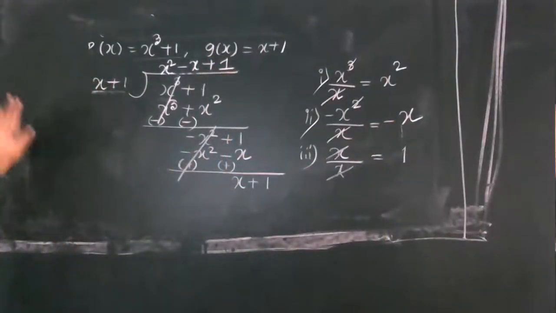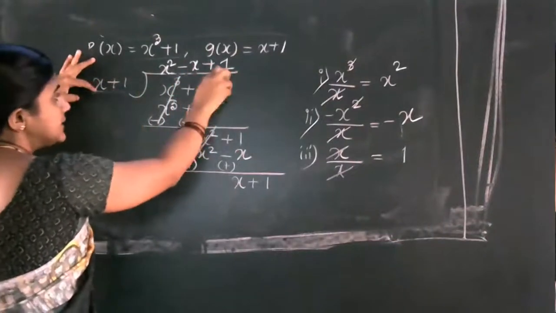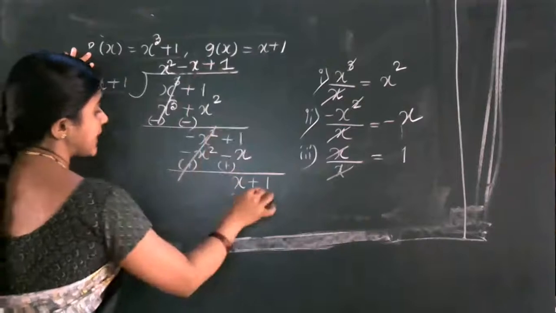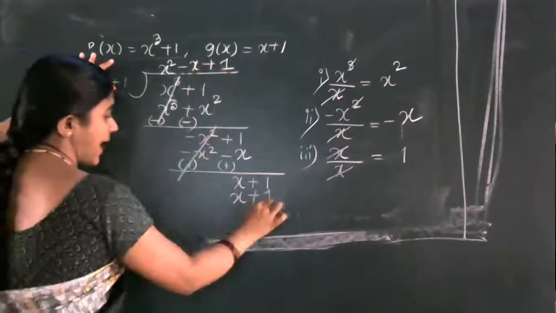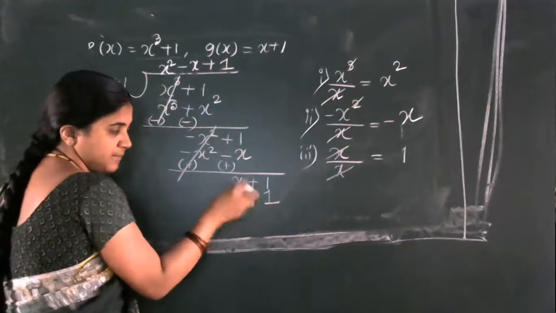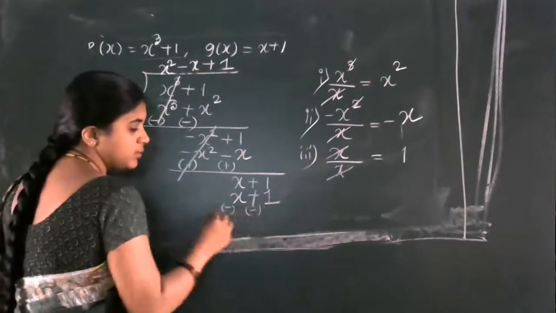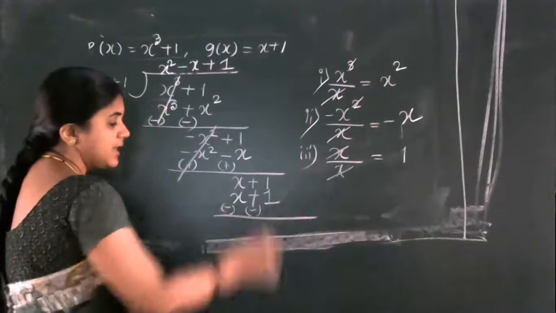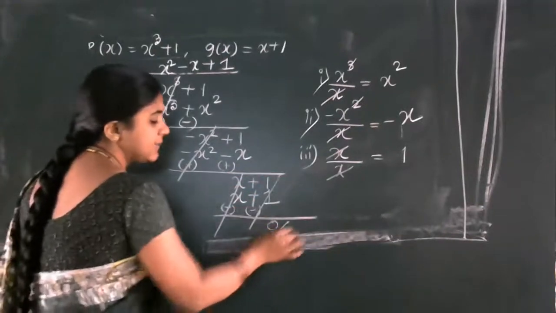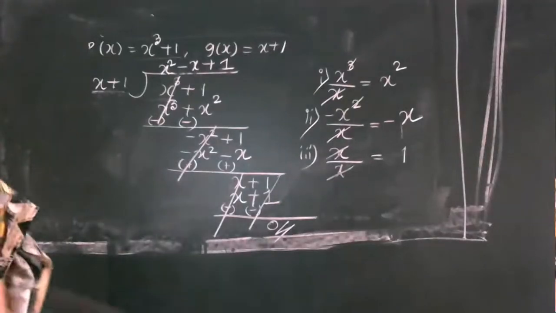Now again multiply this x plus 1 with the third term. x into 1 is x. Plus into plus is plus, 1 ones are 1. Now we are observing x and x are the same, 1 and 1 are the same, but having the same sign. So what do we have to do? We have to apply the sign change method. Plus x minus x cancel, plus 1 minus 1 cancel, and the remainder you got is 0. What is the remainder? The remainder is 0.